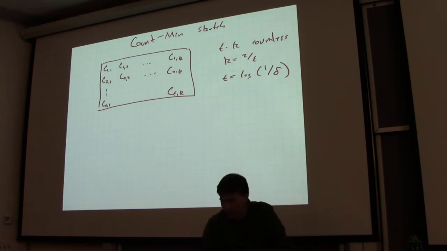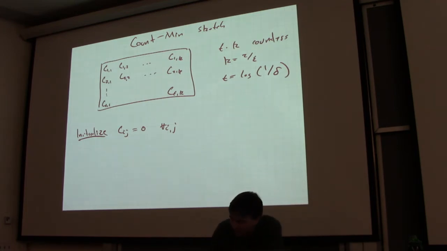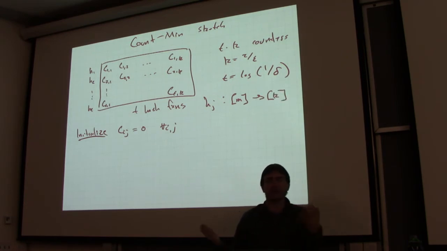Okay, so I'm going to have a bunch of these counters, and initially I initialize Cij equal to 0 for all i, j. So I'll initially set all the counters to 0. Now what's interesting about this is I'm going to use a set of t hash functions, h1, h2 up to ht. So I have t hash functions, and each hj is going to go from my input space m, all IP addresses, all words, and is going to map to a space k. And so think of this as a random hash function.